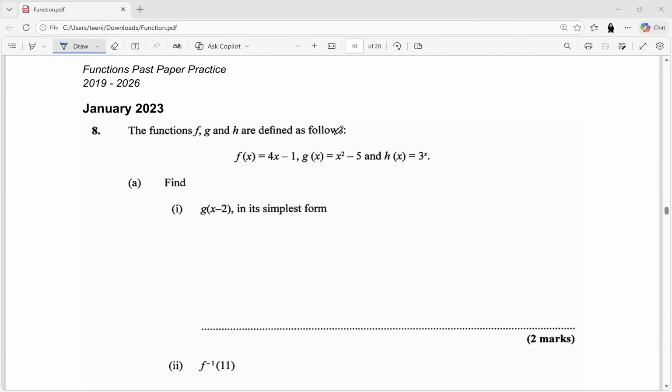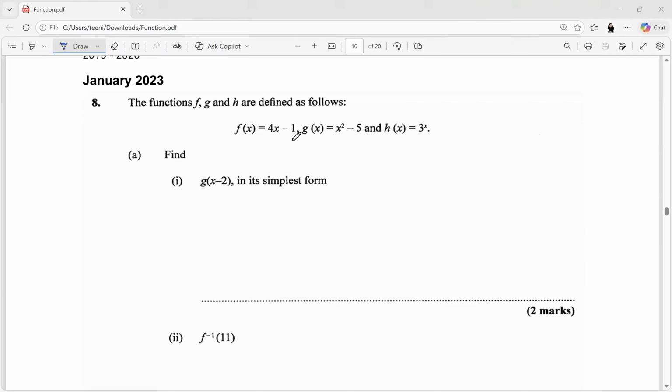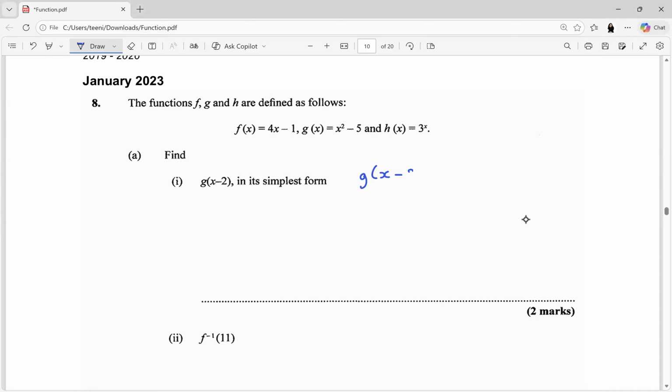Functions f, g, and h are defined as follows. F of x is 4x minus 1, g of x is equal to x squared minus 5, and h of x is 3 to the power of x. Find g of x minus 2 in its simplest form. Okay, so g of x is x squared minus 5. So g of x minus 2 will be equal to x minus 2 squared minus 5.